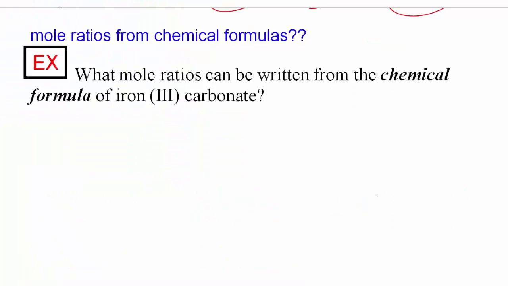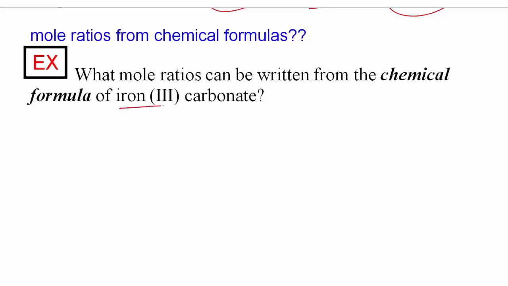Mole ratios from chemical formulas. Now what do we mean by that? We're saying if you have a chemical formula, how many moles of the different elements do you have in that chemical formula? What ratios can you write? And that's what we're after.